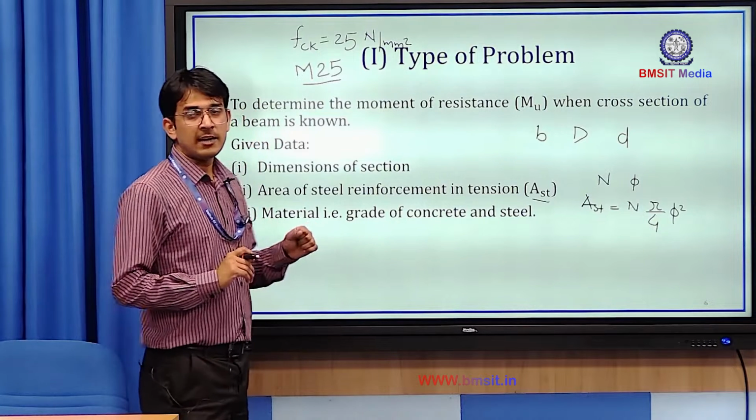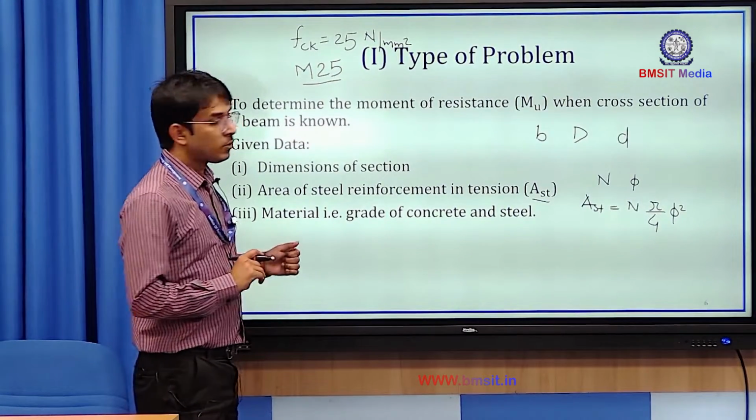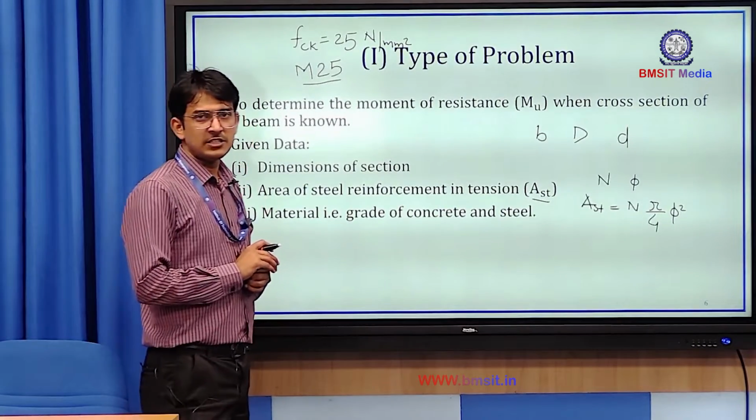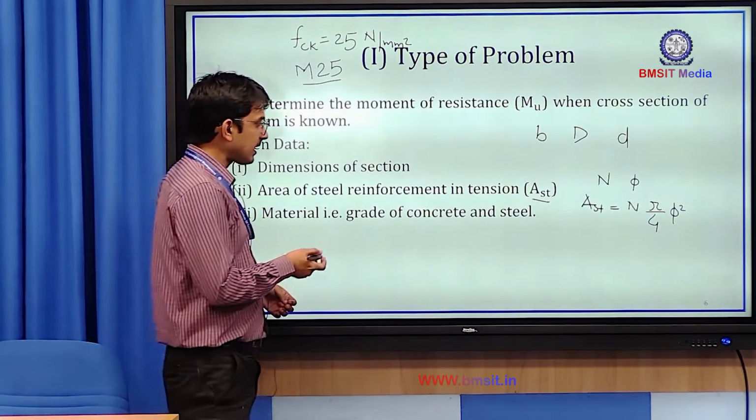So this is how we can calculate the characteristic strength of the concrete. We know the grade of concrete, so we can easily find out the characteristic strength of that concrete. And second is the grade of steel.